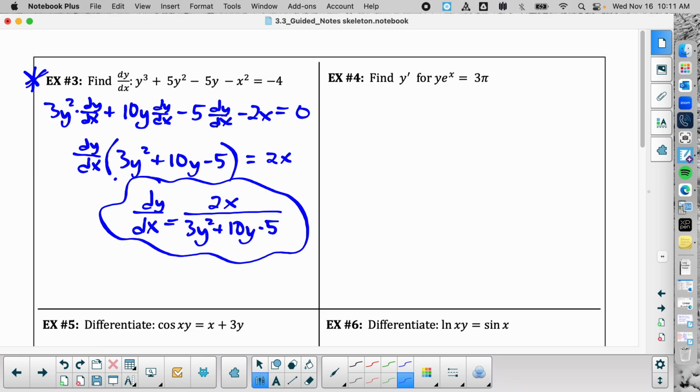So having the x on the bottom of the fraction means that x is your variable or your focus. And every variable that's not x has the chain rule on every term.